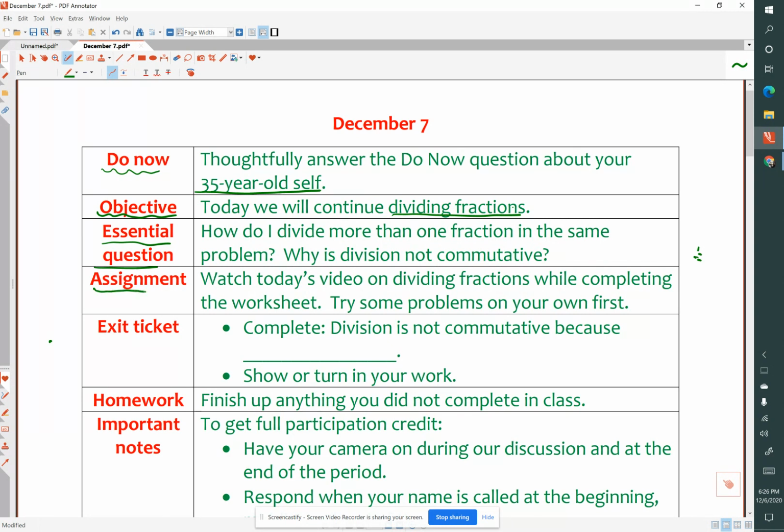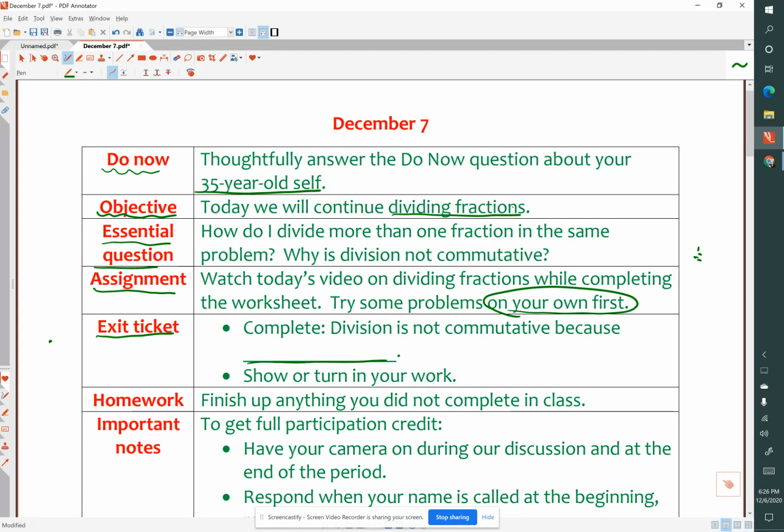Our assignment will be to watch today's video on dividing fractions while we complete the worksheet. And please do the video and the worksheet together. You can pause the video as you go along and try some of the problems on your own first, but keep self-checking as you go along. For our exit ticket, we will complete this sentence: division is not commutative because.